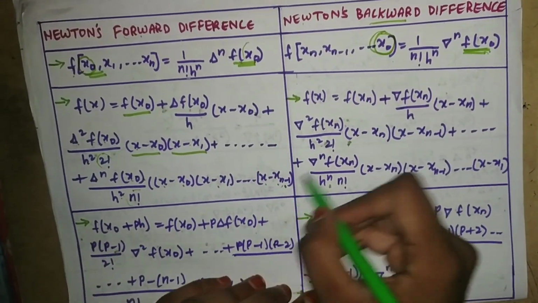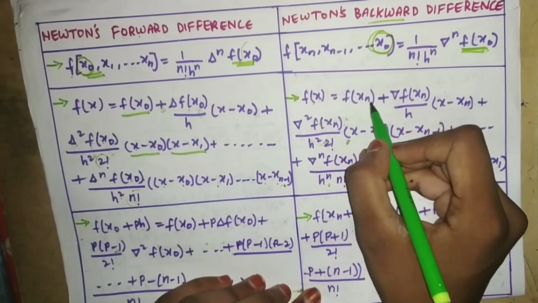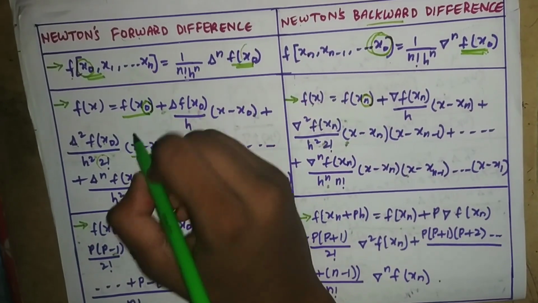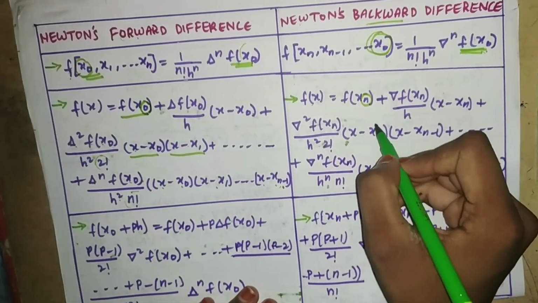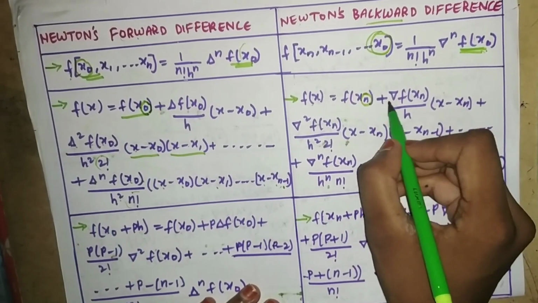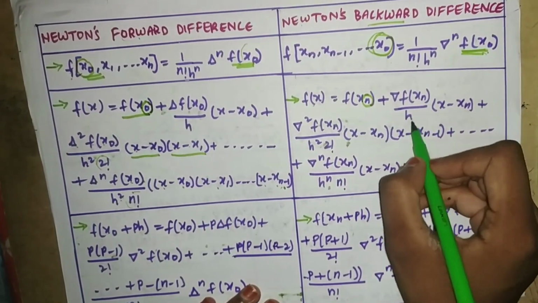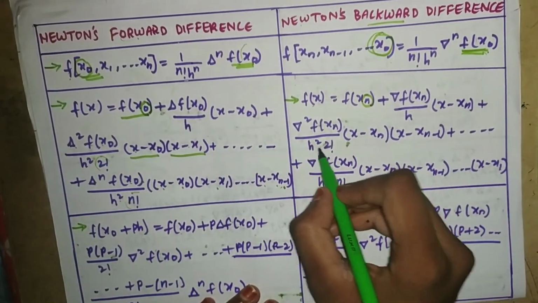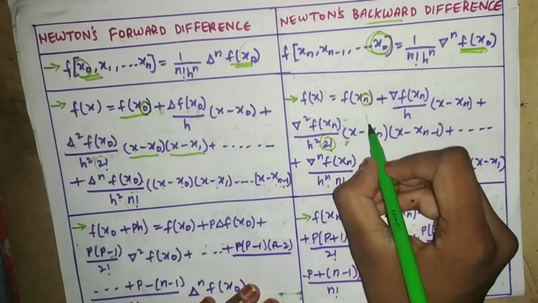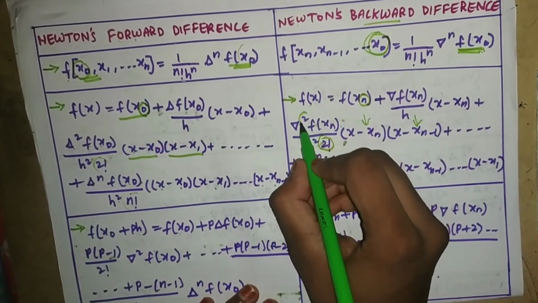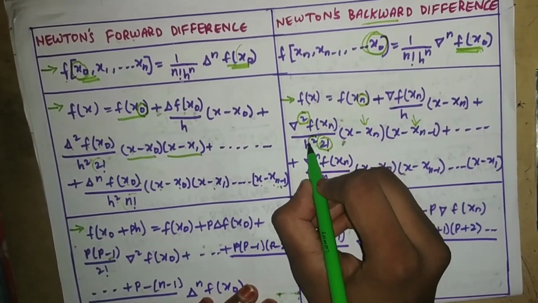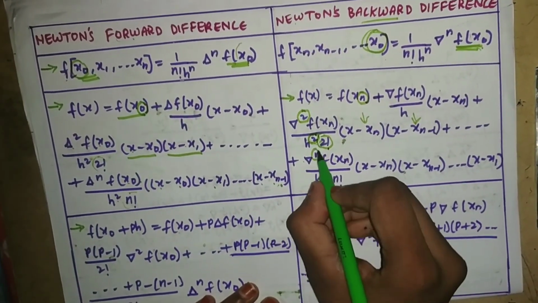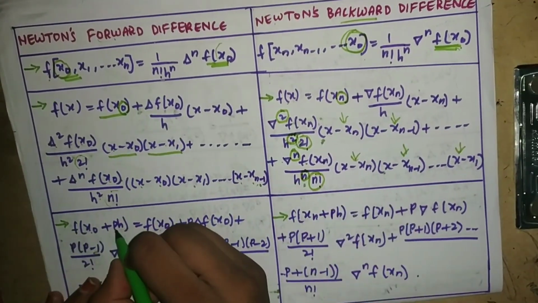Similarly, f of x is equal to f of xn. Since this is the last term, and there the first term, we took it as x0. Here it is the last term, so that's why we are taking it as xn, plus del f of xn divided by h into (x minus xn), plus del square f of xn by 2 factorial. The number of terms is 2, and the degree is also 2, and the power of h is also 2. Next, for the nth term, del power n f of xn by h power n, n factorial, and the product of terms.